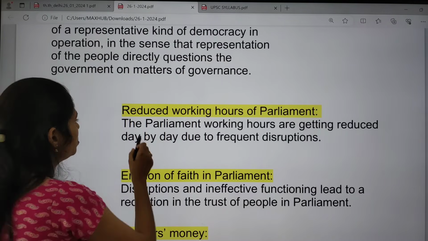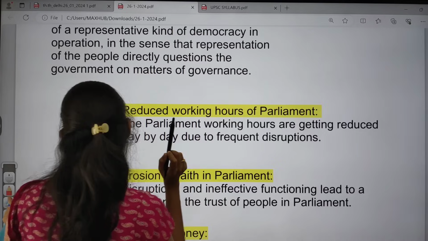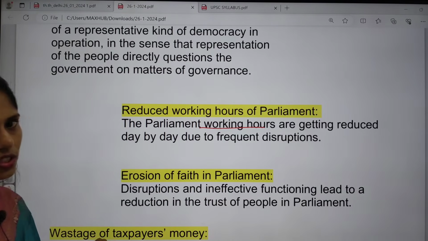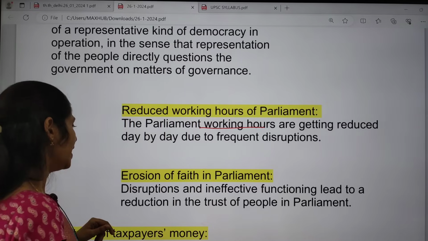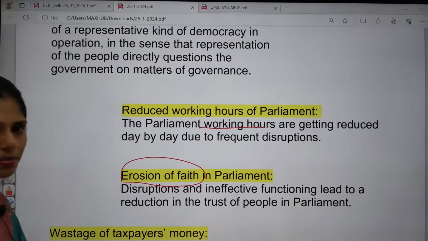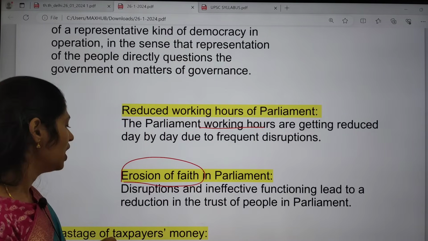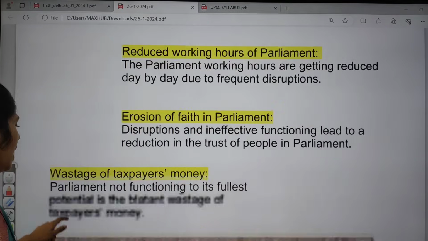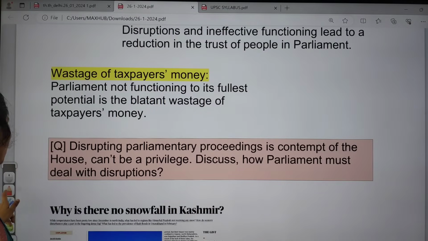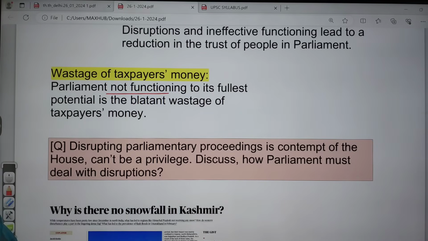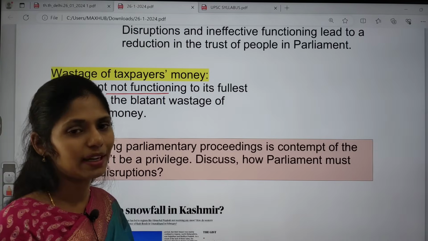And the next one is reduced working hours of parliament. Parliament working hours are getting reduced day by day because of these frequent disruptions. And that will also lead to erosion of faith in parliament. Disruptions and ineffective functioning will lead to a reduction in the trust of people in the parliament. The next one is wastage of taxpayers' money. Parliament not functioning to its fullest potential means it will lead to wastage of the money of the people who are paying taxes.